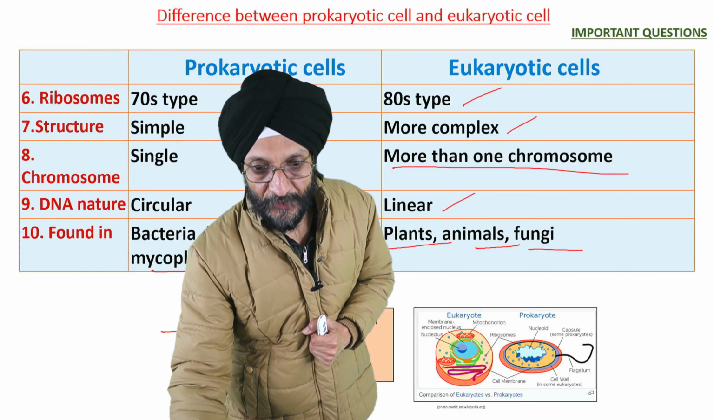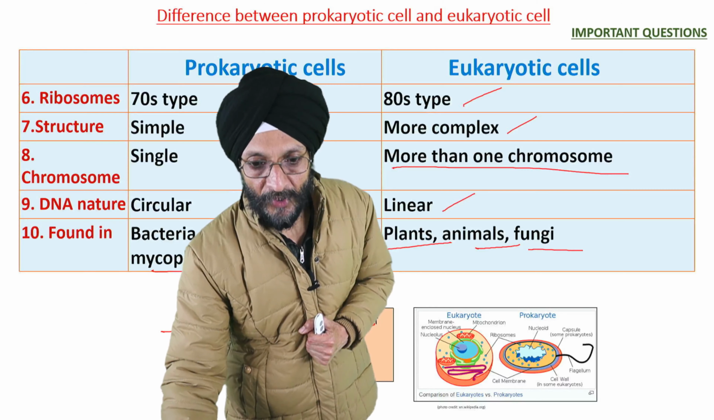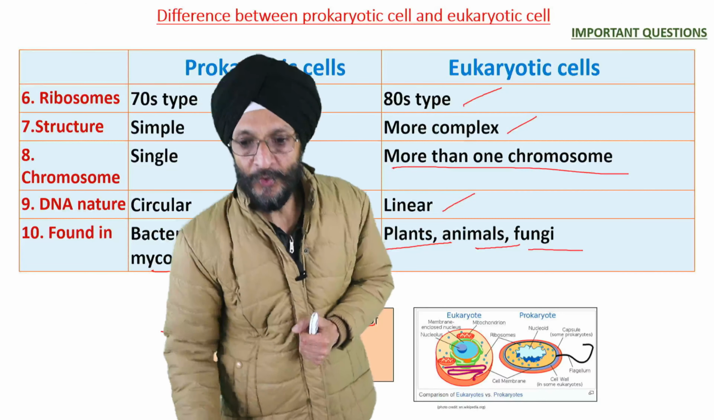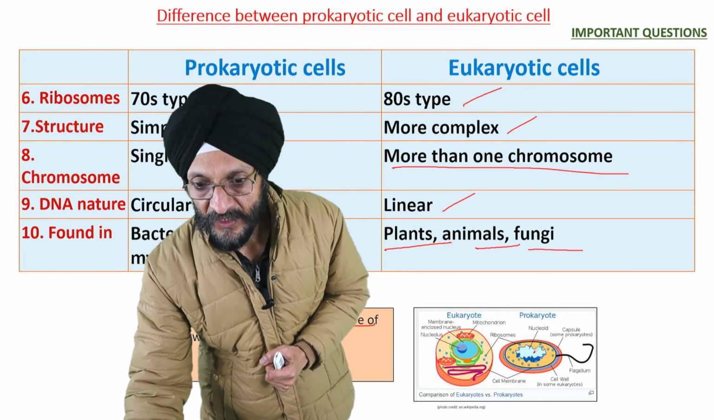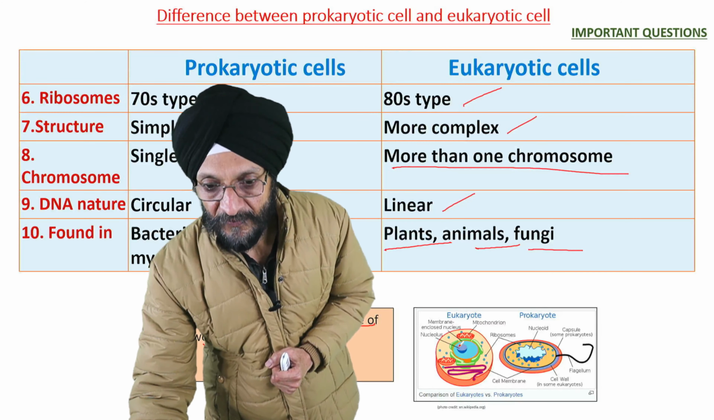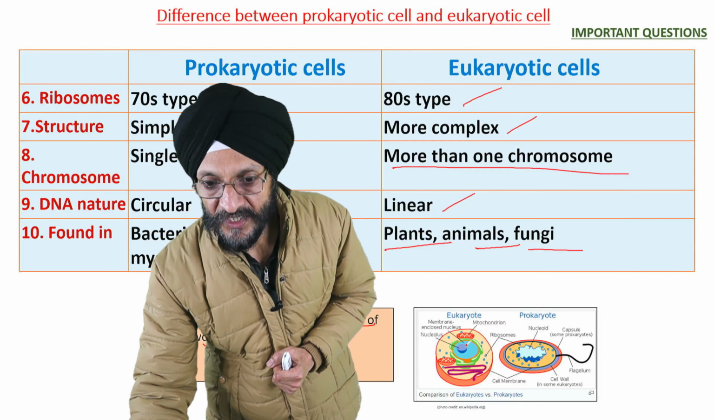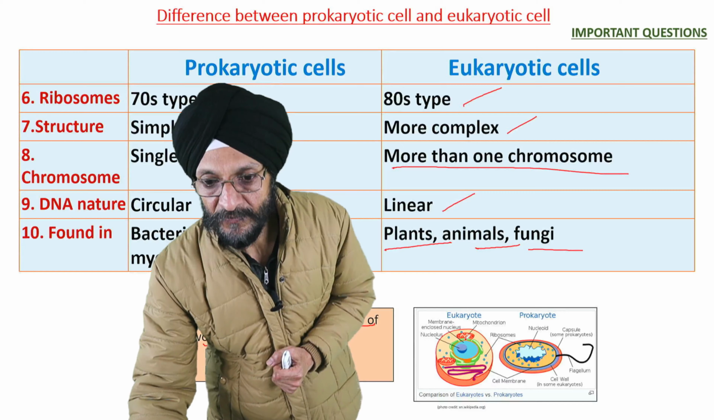On the basis of nucleus, cells are of two types: prokaryotic cells and eukaryotic cells. You can see here that this is the nucleate. A well-developed nuclear region is not present, whereas in eukaryotes, a well-developed nucleus is present. This is the nucleus, the membrane-bound nucleus.